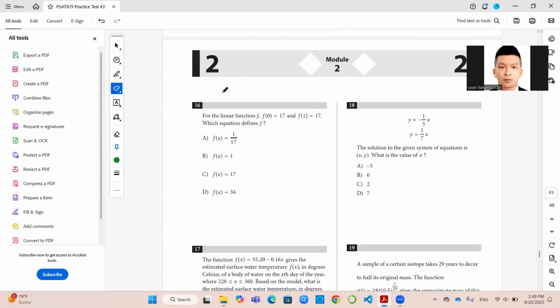For the linear function, f of 0 is equal to 17 and f of 1 is equal to 17. Which equation defines f? So if I just draw this quickly here, you'll notice something. At 0, it's 17, and at 1, it's also 17. So it's just a horizontal line. So C gives me a horizontal line.